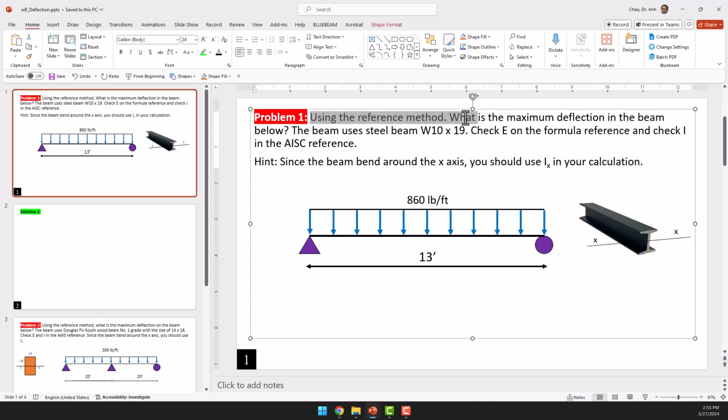Using the reference method, what is the maximum deflection of the beam below? Knowing the beam, use the steel beam W10 by 19, and the E and the I can be checked in the AISC reference. The hint is that the beam will bend around the x-axis, so you can use the Ix in your calculation. Before you start with this problem, let's discuss what an I-beam is.